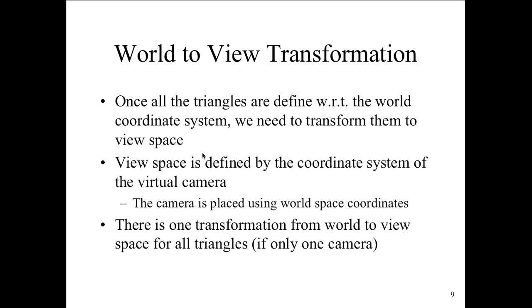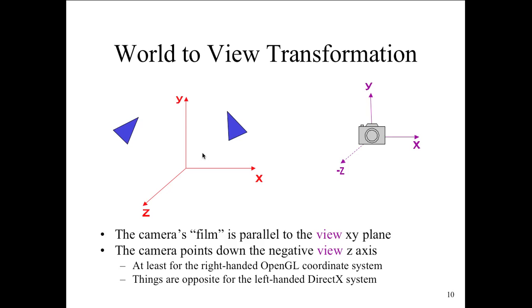So the view space is defined by the coordinate system of the virtual camera. I have to imagine a camera in here looking at this stuff. The camera is placed using world space coordinates. And there's one transformation from world to view, so we have the space for all of the triangles if only one camera. So add another camera, and then you have multiple views. And then you can switch between the multiple views, and then you have some really interesting graphics going on. And some really heavy-duty, intense processing going on.